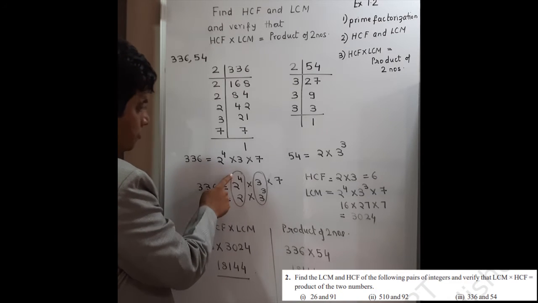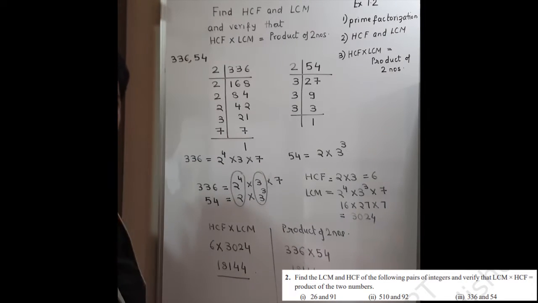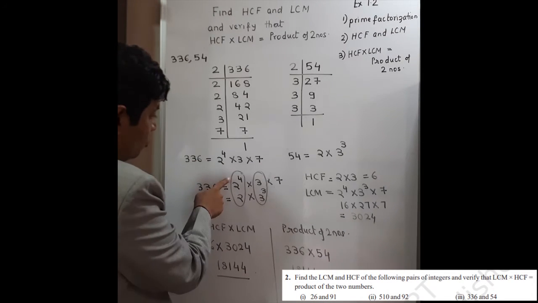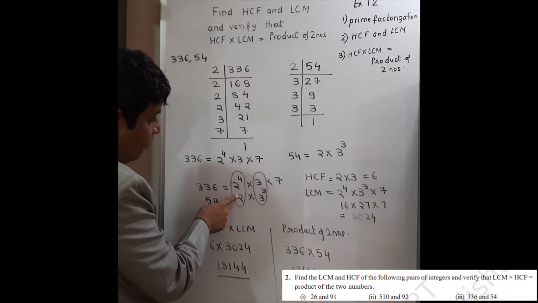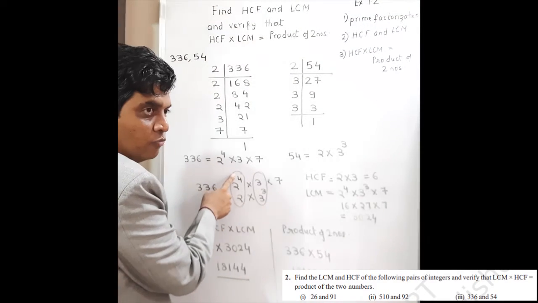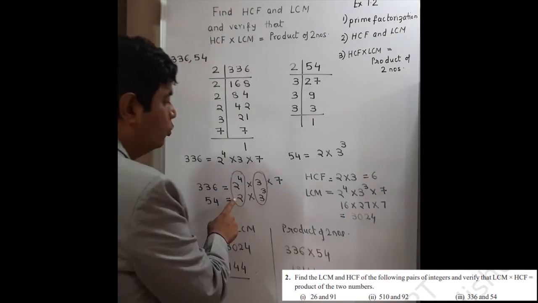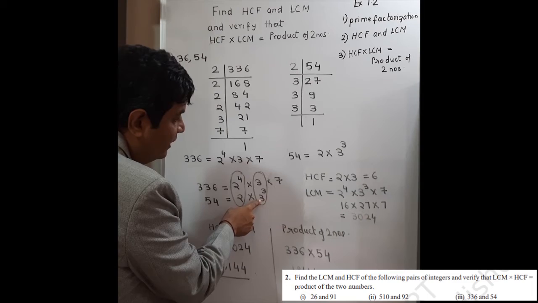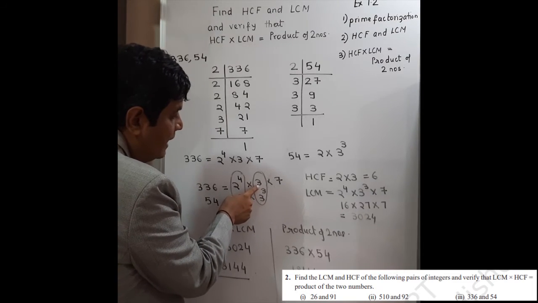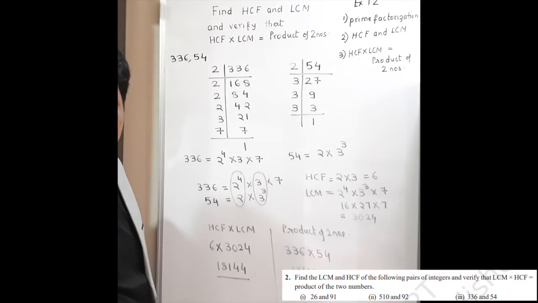So now, what will be the HCF? HCF is the product of common factors, and so you will have to select from 2. This is common. Now which number you will select, 2 raised to 1 or 2 raised to 4? For HCF, you will select the smaller. So it will be 2 raised to 1 and 3 raised to 3. Again amongst them you will select the smaller, so 3. So HCF is 2 into 3, which is 6.